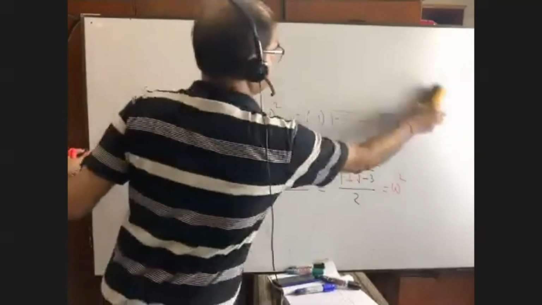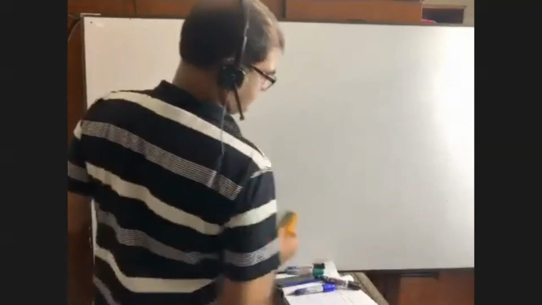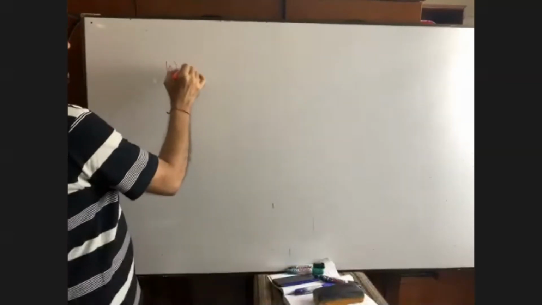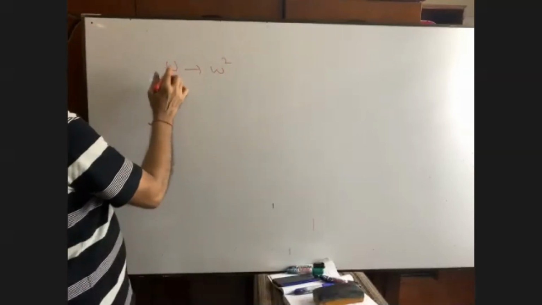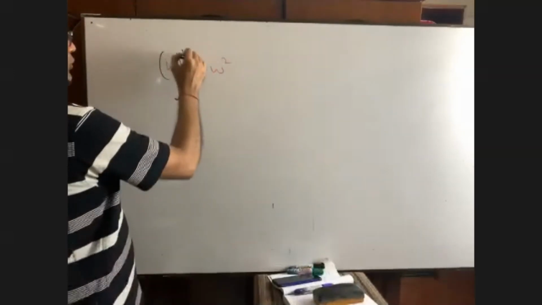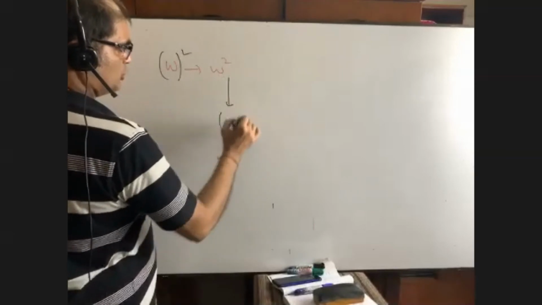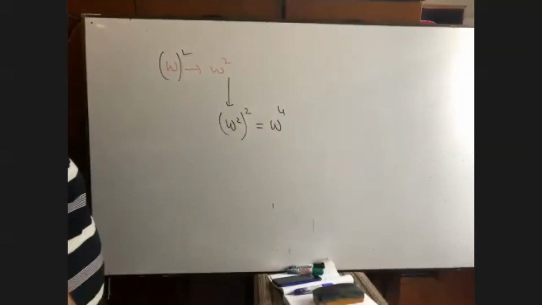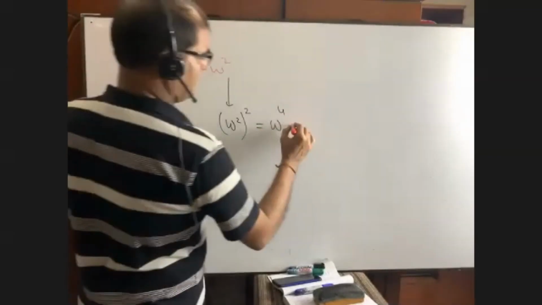Now, please try to understand something. Why does it happen, you know. Omega, I have got omega square. Getting omega, its square is omega square. We have got omega square. Again, its square should be what? Talk to me. Am I right? But this can be written.